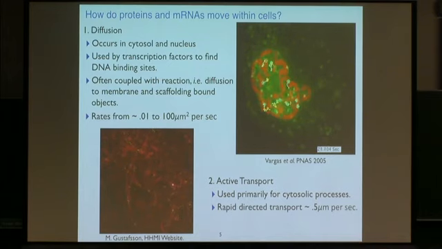I'm just asking from the naive point of view. For example, in that image, you only see diffusion.